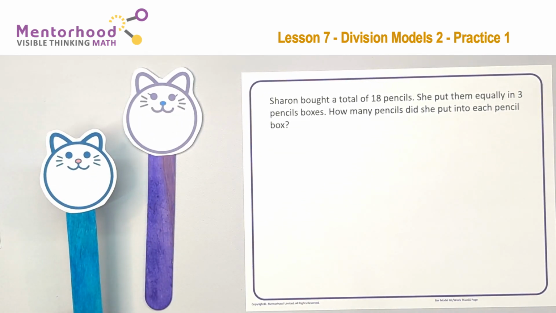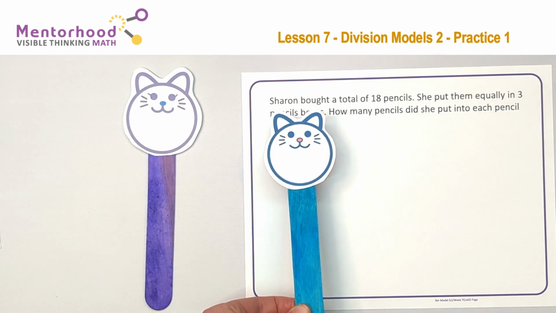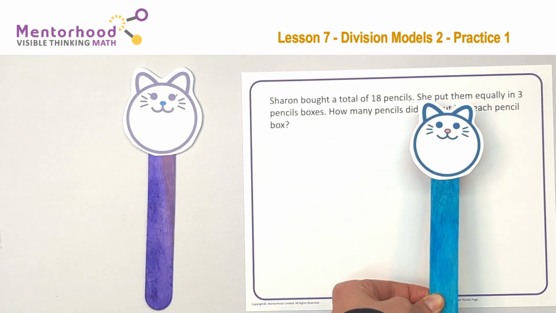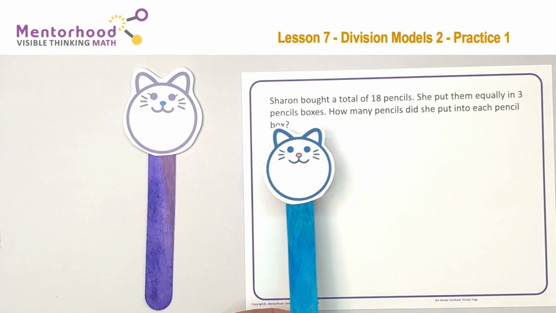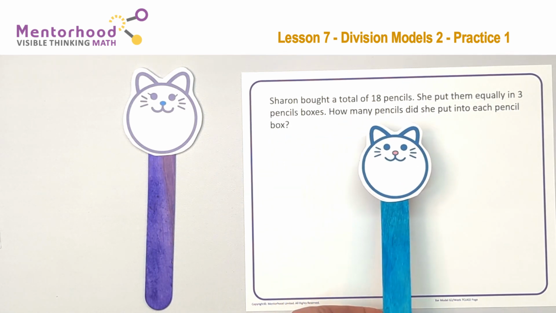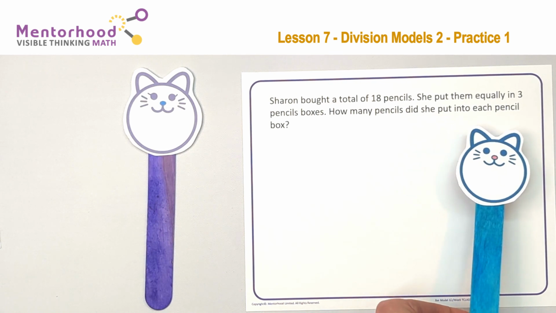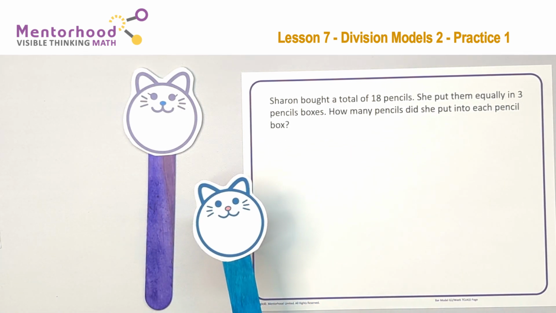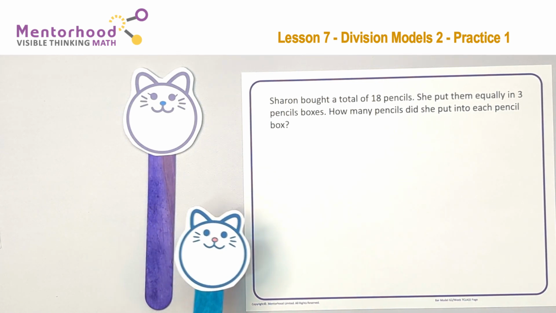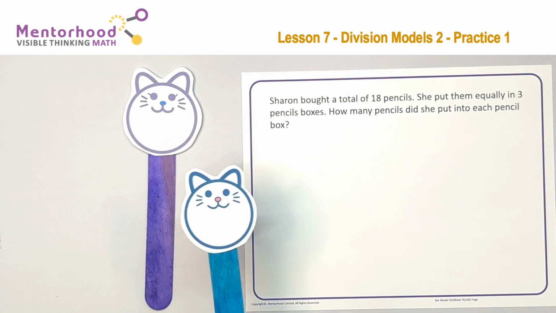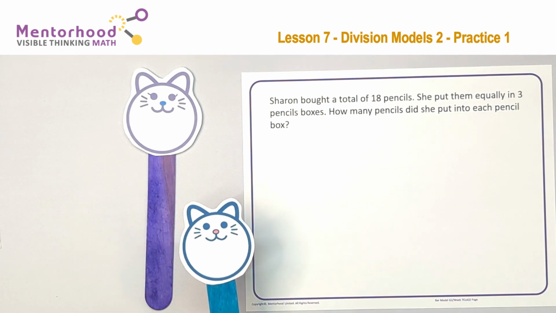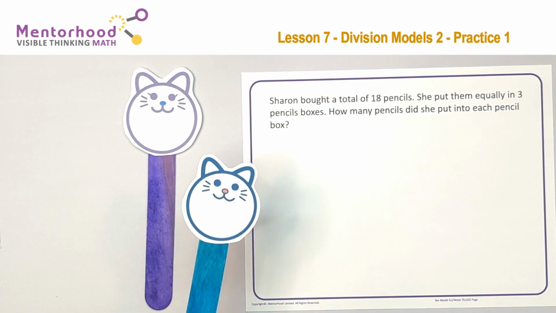All right, let's read the question. Sharon bought a total of 18 pencils. She put them equally into 3 pencil boxes. How many pencils did she put into each pencil box? All right, are we comparing 2 different totals, or are we taking one total and dividing it up? Yeah, we're taking one total and dividing it up. So we're going to use a whole part model.